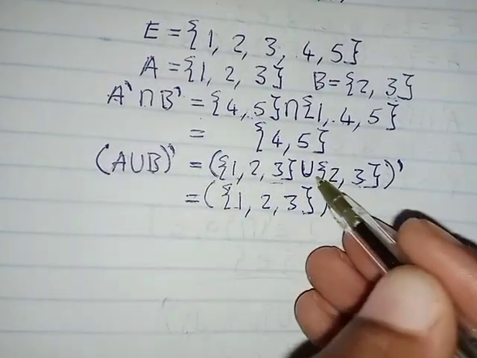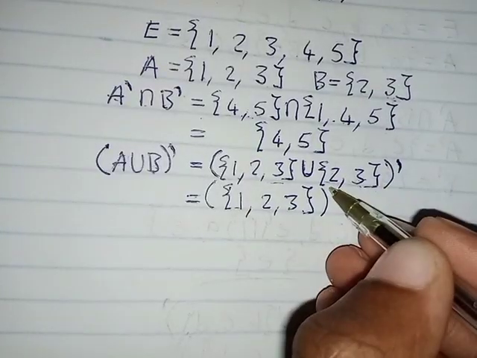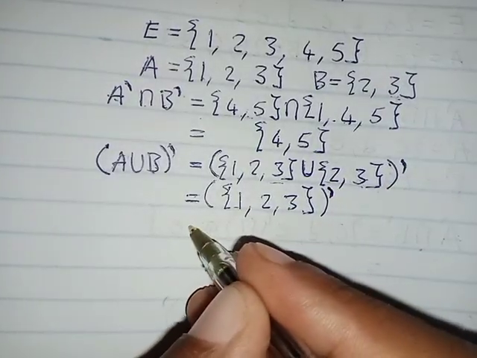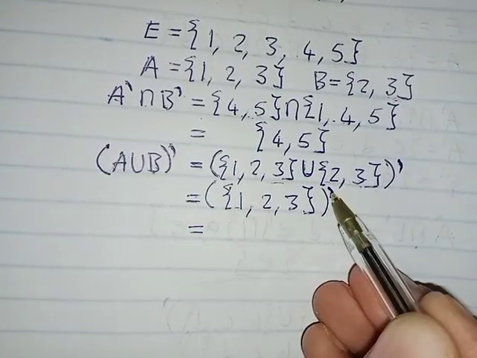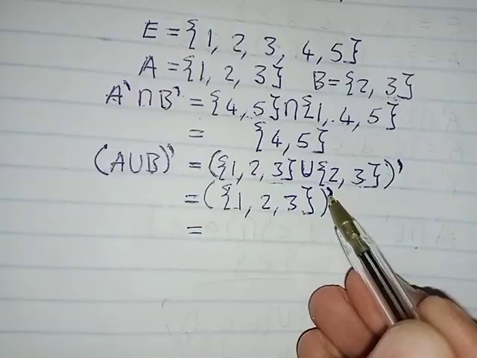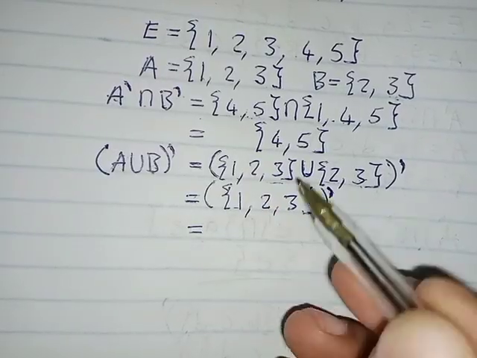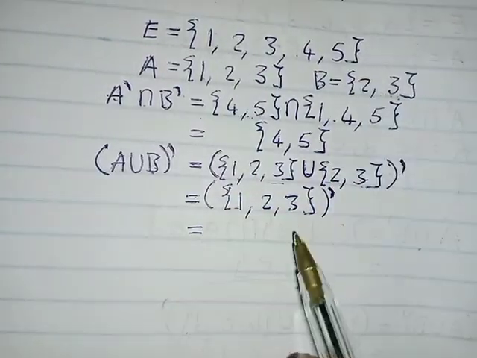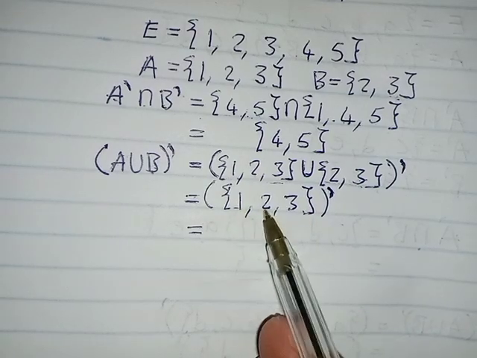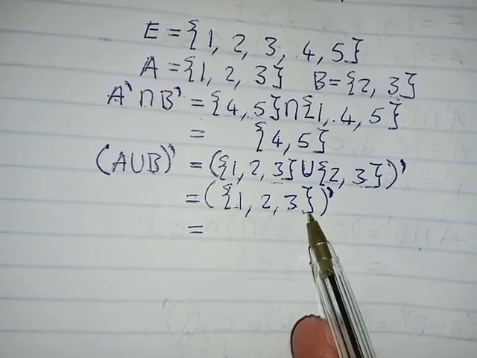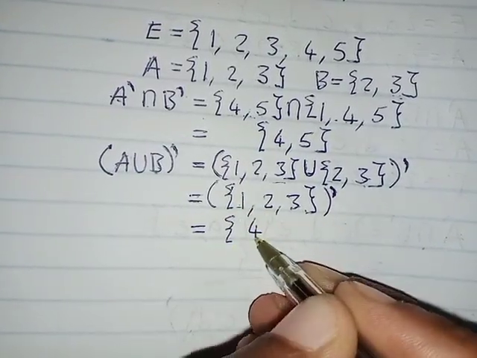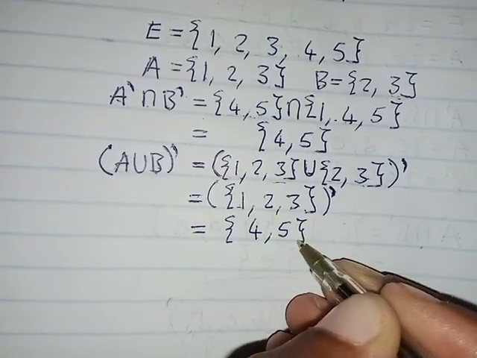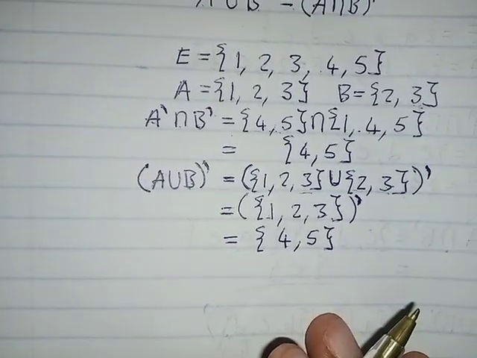Now, when we combine these two sets, remember we still have this complement. So we put the complement here, then we proceed. So we say this complement of this set, meaning things that are not in this set. So which things are not in this set? We go back to the universal set here. So in this set, we have 1, 2, 3. Now, what is not found in this set? We have 4, 5. So the only things that are not in here are 4, 5, like that. Okay, so this is our answer.